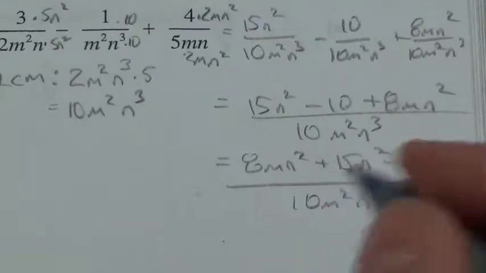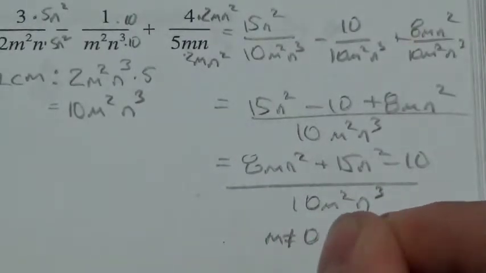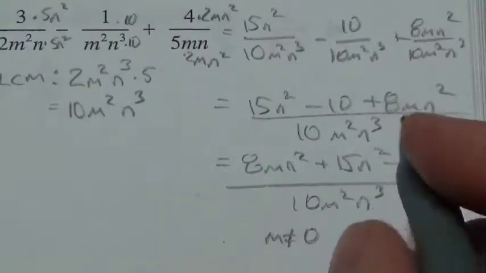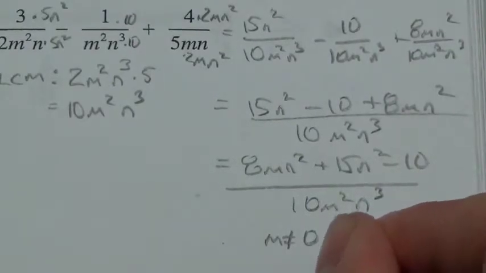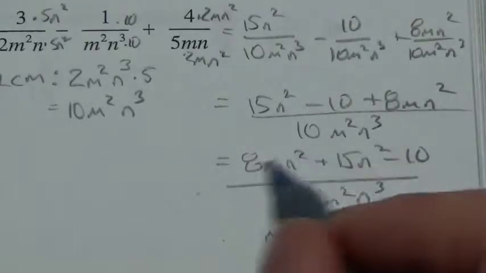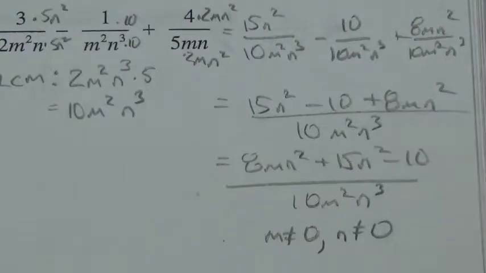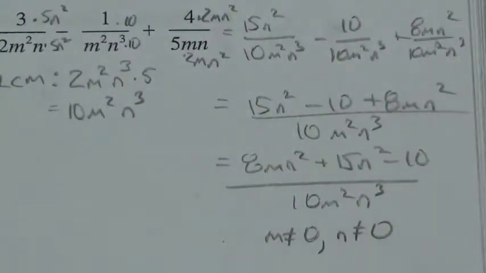Now, the last thing that we're going to get you to do here is simply state the restrictions, which aren't any different than they were from the beginning. M can't equal 0 and n can't equal 0. I didn't cancel anything that had n's or m's in it, so those restrictions were the same as they were at the beginning. There we go.